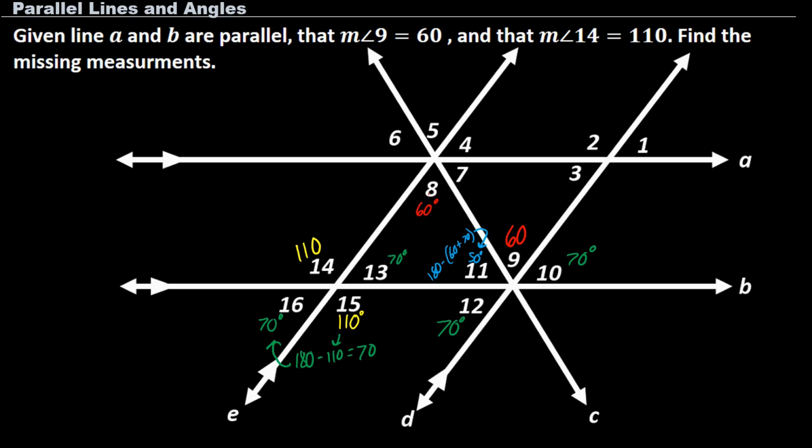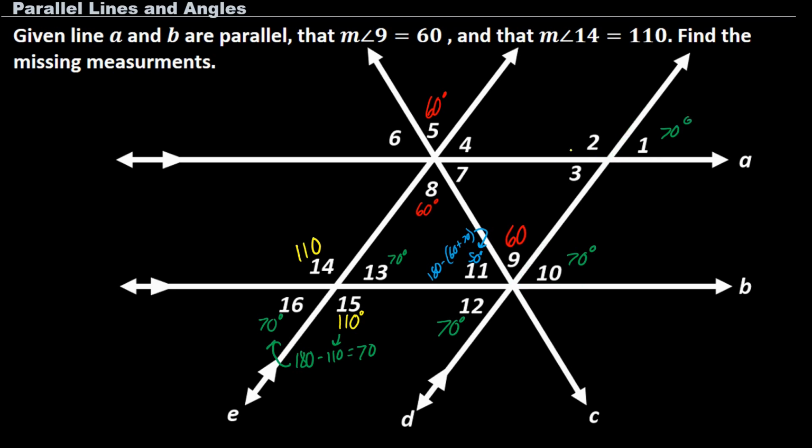Now from there, 5, we can see that these are also two lines intersecting, which makes 8 and 5 vertical to each other. So 5 is also 60 degrees. And now if we go back over to 10, this 70 degrees right here, if we look up, we see what is basically the same angle as well. 1 and 10 are corresponding to each other, so 1 is also going to be 70 degrees.